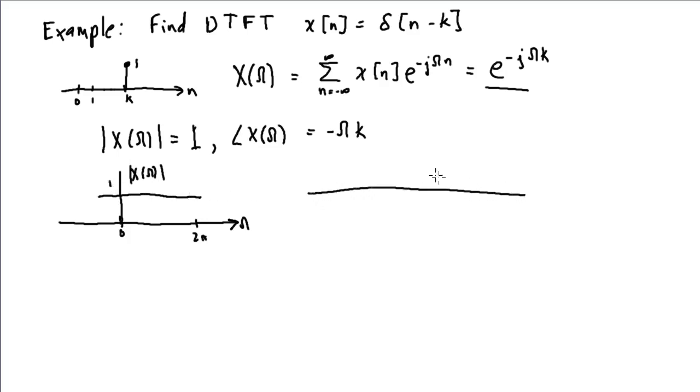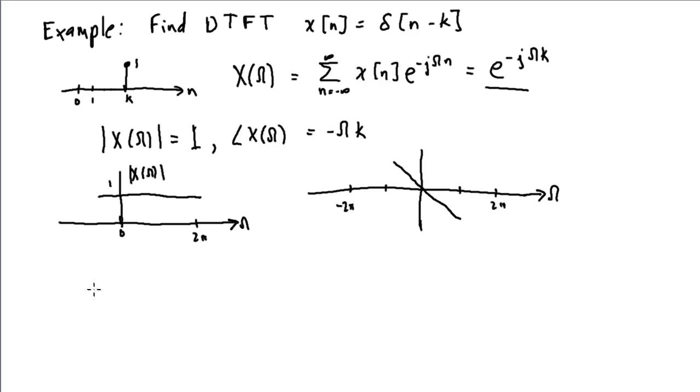The phase spectrum would look like this. It's just a straight line, would have a negative slope. This is our frequency variable, omega. So the slope of the line would actually depend on the value of k, which is the delay in the impulse from the origin.